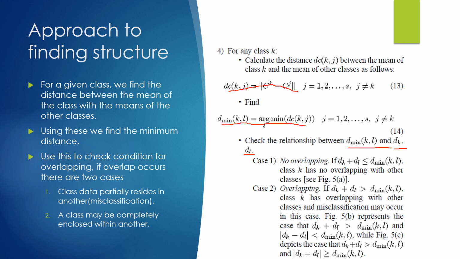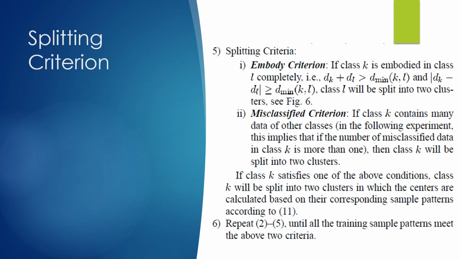Whereas if the sum of the radii is greater than the minimum distance, there is some overlap and some data points are shared between class K and class L. This overlapping can lead to misclassification of the overlapped points and must be removed. So let us assume that we have detected an overlap, which is undesirable and must be removed. We'll have to split the cluster into two.